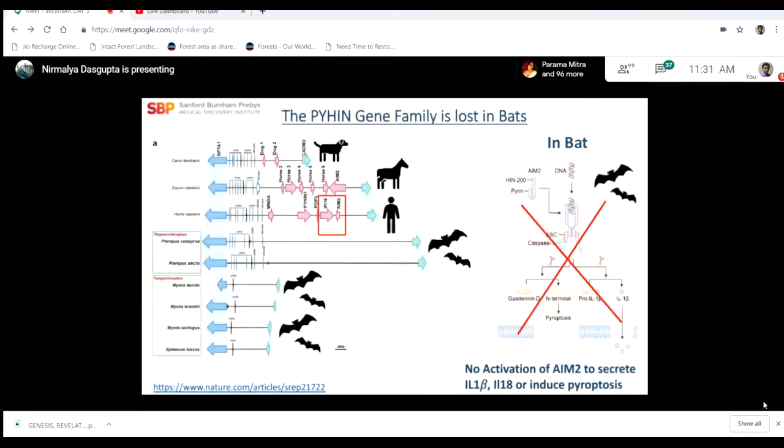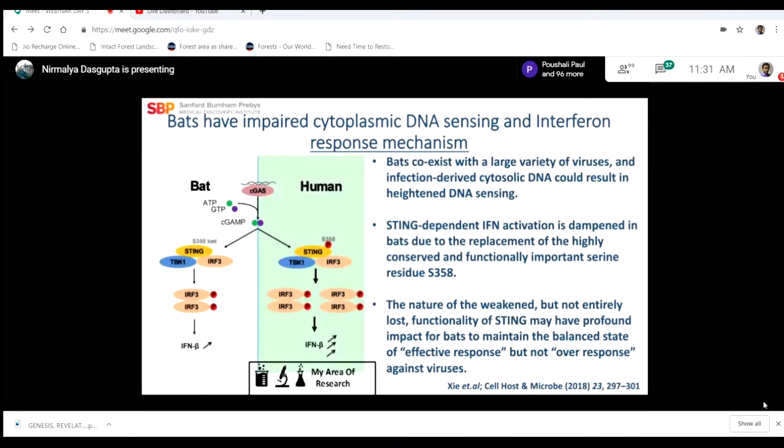But remember that all this evolutionary change is related to flight. Remember, bats can fly. Another DNA sensing mechanism is the cGAS pathway. If there is some cytoplasmic DNA, because cytoplasmic DNA is not a usual thing, our body and our cells recognize it as foreign DNA, viral DNA or bacterial DNA, and they induce a response. cGAS is a sensor for that, which can recognize double-stranded DNA and activate the STING signaling pathway, which also produces the interferon pathway.